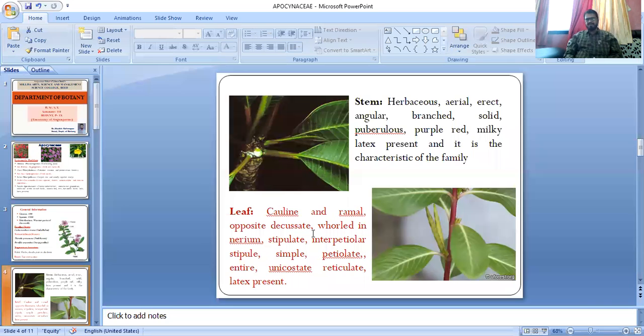Yes. Then we have to see the leaf of the family Apocynaceae. Leaf में क्या है? Caulin and ramal leaves are there. Opposite decussate phyllotaxy is there. Sometimes whorled, for example, in Nerium. Caulin and ramal leaf, that is, the leaves originate from the main stem as well as from the lateral branches, called as caulin and ramal leaves.